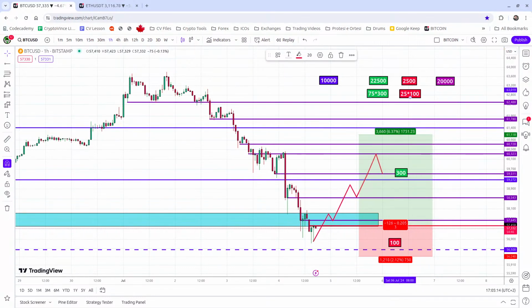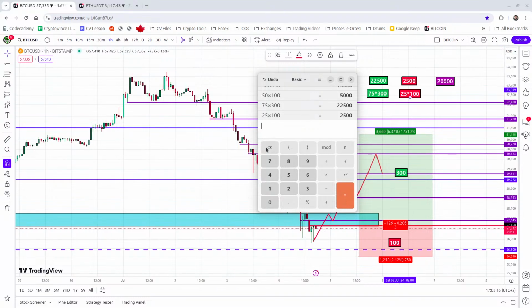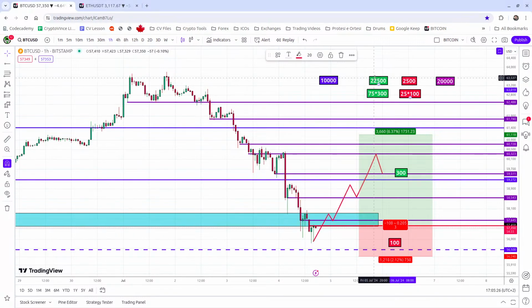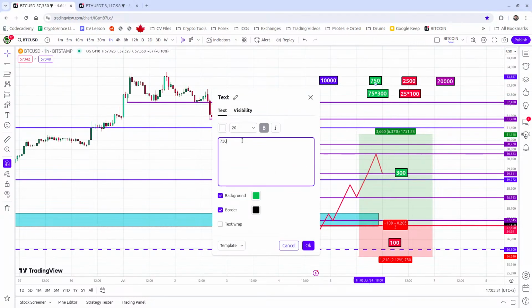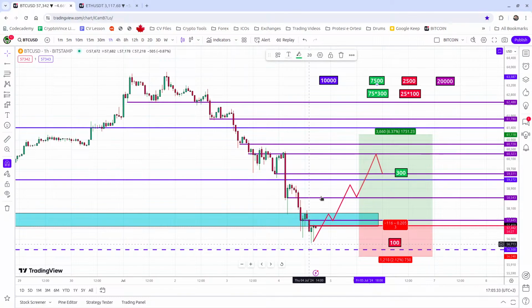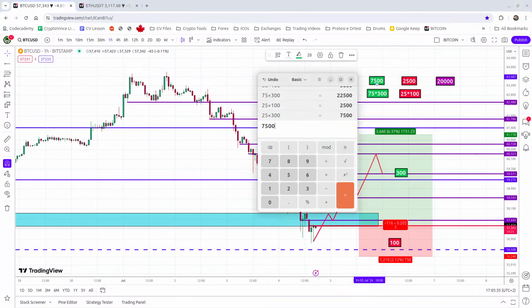Let's try. So let's say I win only 25 trades. For every trade, I'm gonna win 300. Okay, boom, 7,500. Now, regarding the losing trades, I'm gonna lose 75 trades. For each trade, I'm gonna lose 100.